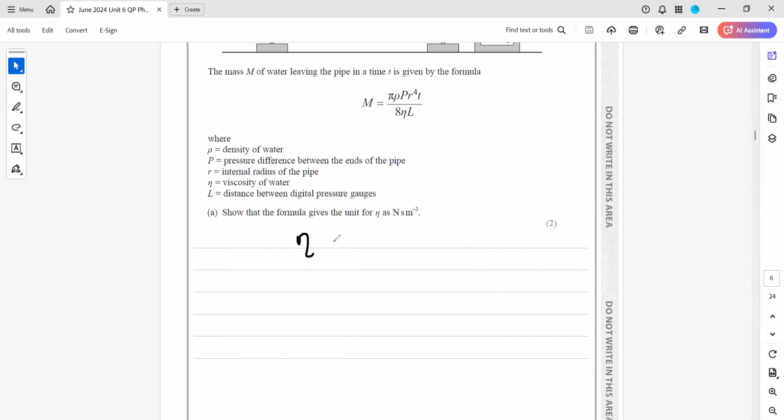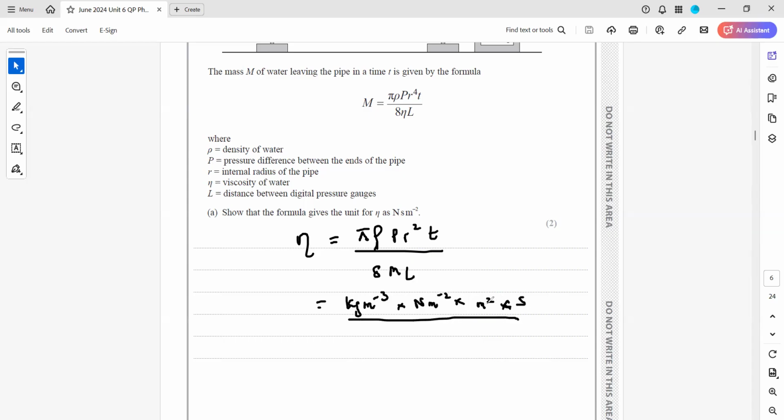So if n is a subject, this will be pi, density, pressure, radius square t divided by 8 ml. Pi does not have any unit. Density is there. What is the unit of a density? Kilogram per meter cube. Then pressure is there, Newton per meter square. Then radius is there, meter square. Time is there, second. Then divided by 8 does not have unit. Mass is there, kilogram. Length is there, meter.